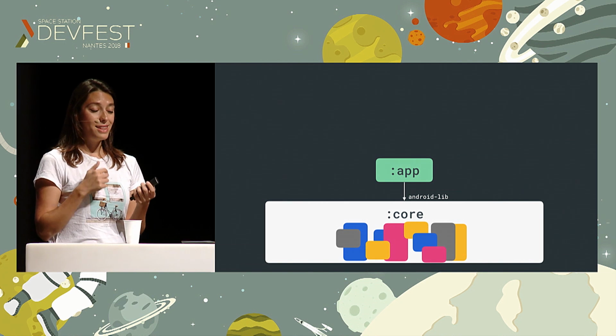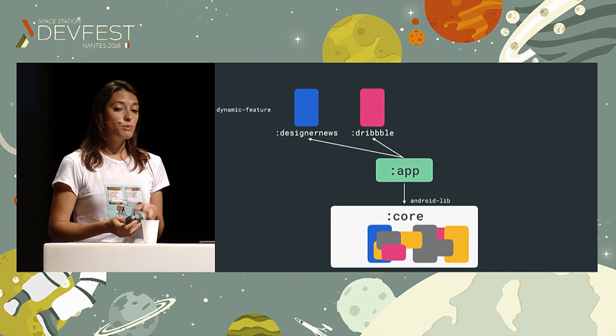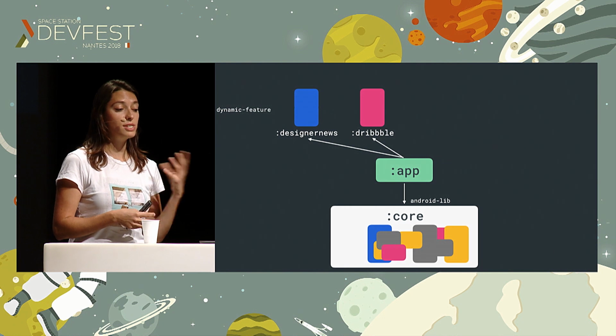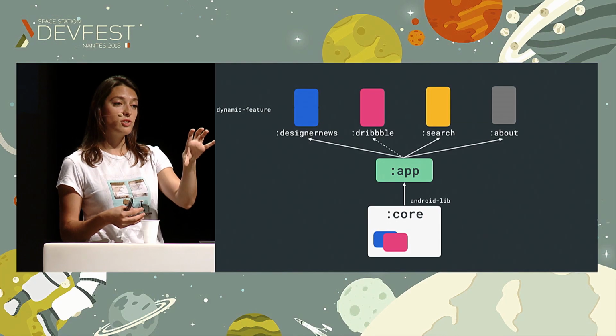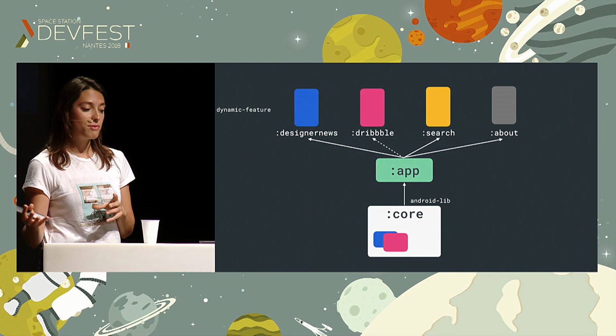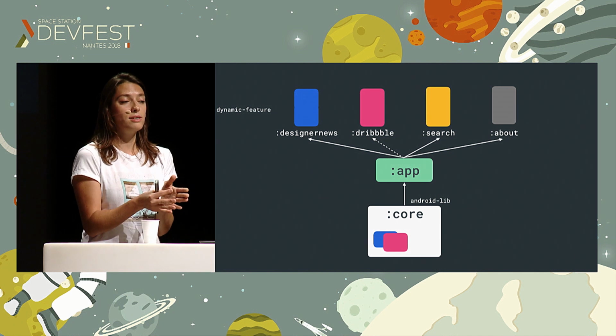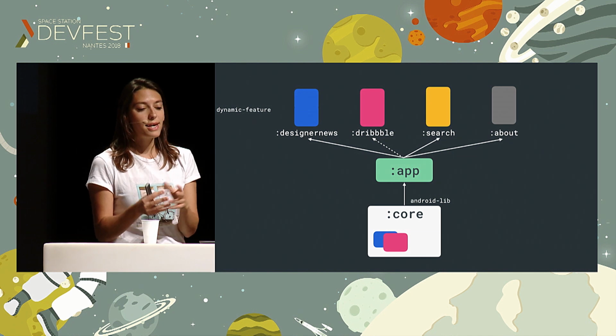Okay, and then once we had everything in core, we started breaking things apart even more. So we created dynamic features for Designer News and Dribbble. And here, Designer News and Dribbble depend on the app. Then we split things even more. We added search. So the search functionality is in its own dynamic feature. The about is in its own dynamic feature module. So even if they are dynamic features, because we didn't enable the dynamic delivery for now, they come bundled in the app when you're installing the application.